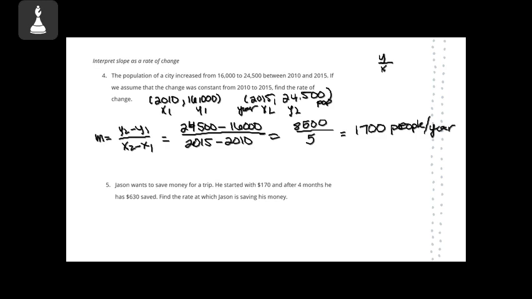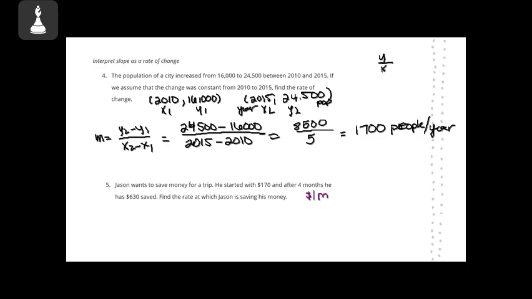Jason wants to save money for a trip. He started with $170 and after 4 months he has $630 saved. Find the rate at which Jason is saving his money. So we want to figure out how much money he's saving per month. So money per month. So we can think about how that increase went.